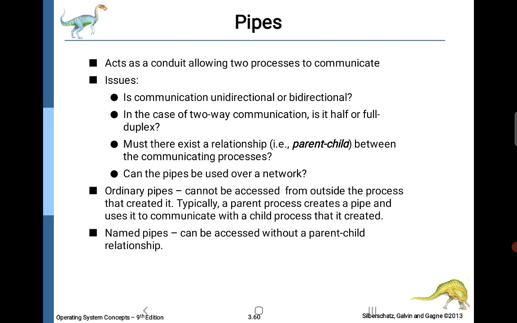They were implemented either unidirectional or bidirectional, full duplex, that means both can communicate at the same time, or half duplex, that means only one can send or only one can receive at any given time. Then the pipes were altered and enhanced to communicate across a network, and this is when named pipes were created, where a named pipe can be accessed without any parent-child relationship. Any two processes can communicate using a pipe.